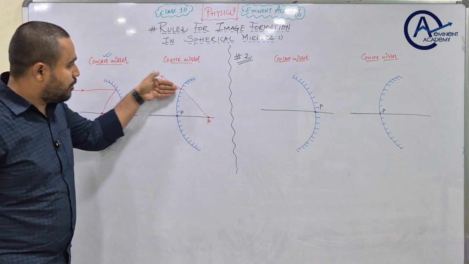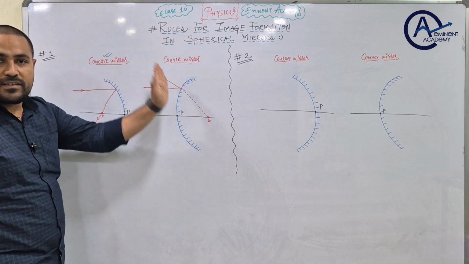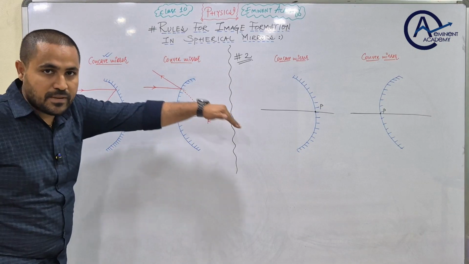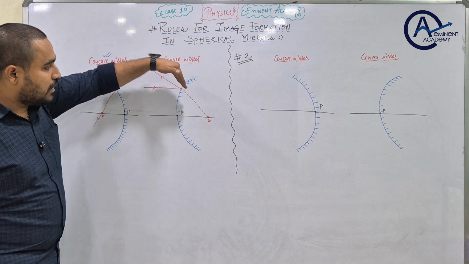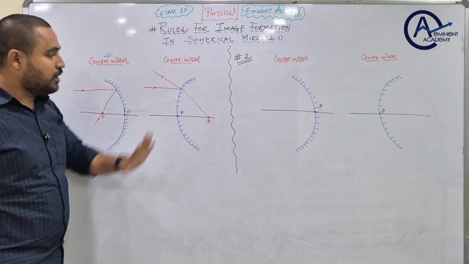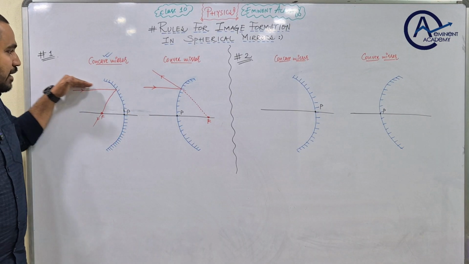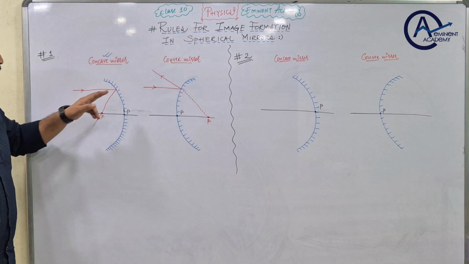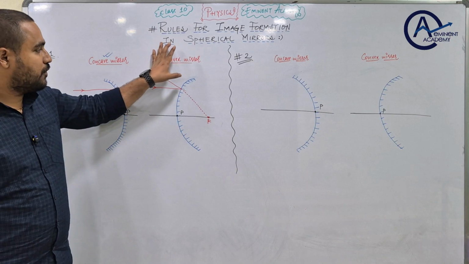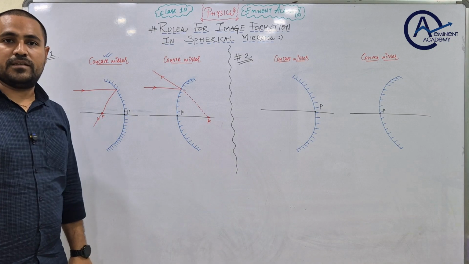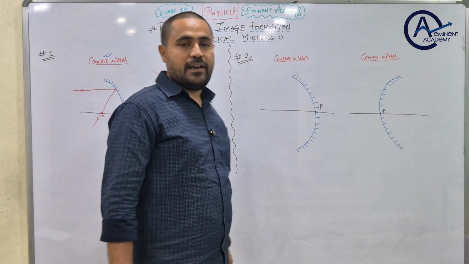Here we can say the ray is incident parallel on the convex mirror, and after reflection it is diverging in this direction, but behind the mirror we can assume that a ray appears to diverge from the principal focus. So this is the first rule, right? Basic criteria is what? Incident ray is parallel to the principal axis. In case of concave mirror, it is actually passing through the principal focus, and in case of convex mirror, it appears to pass through the principal focus. This is first rule.